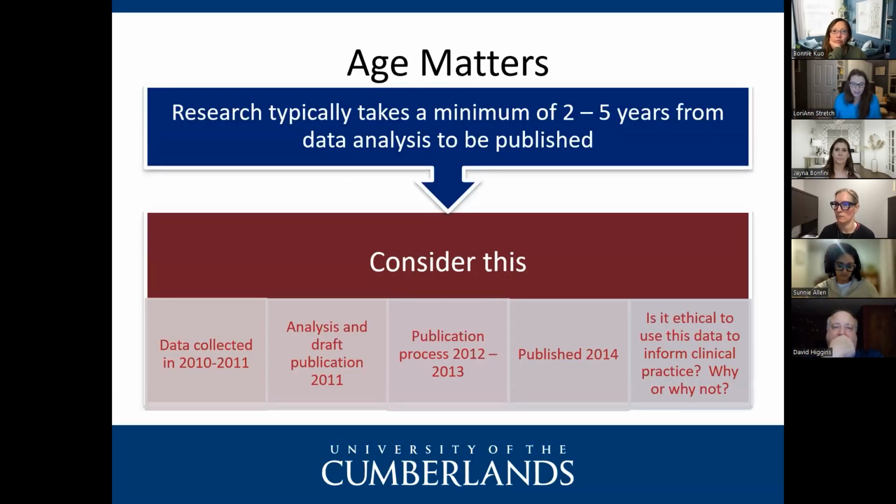Now, APA says there's no real cutoff at 10 years. I want to tell you a little bit about why we suggest a cutoff of 5 to 10 years for citations, and it has a lot to do with how long it takes to get published. Most research takes anywhere from 2 to 5 years to be published. So if I am using a source that was published in 2014, chances are it was in the publication process from 2012 to 2013. The analysis and draft publication was probably 2011, and the data was probably collected somewhere between 2010 to 2011. So really, when you cite something from 2014, you're really looking at data that could already be almost 5 years old.